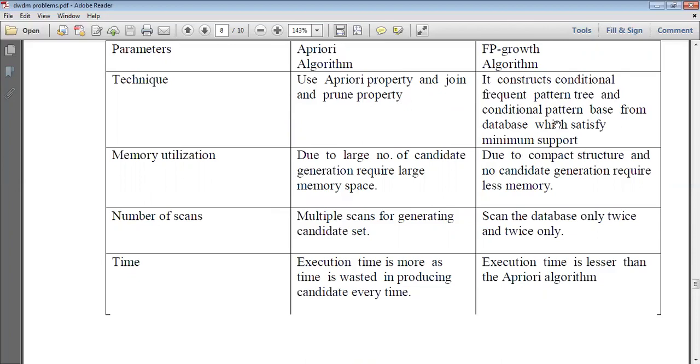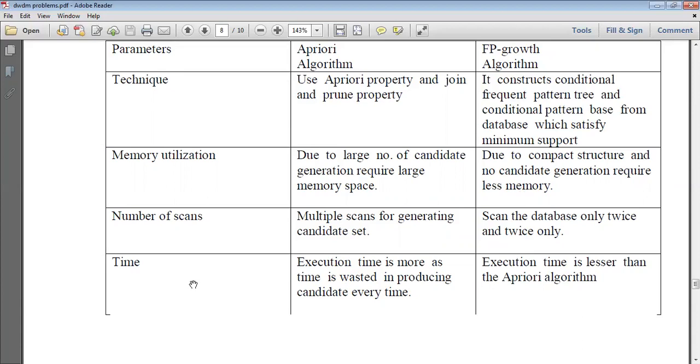Whereas FP growth constructs the conditional frequent pattern trees and the conditional pattern base from the database which satisfy the minimum support. When we discuss memory utilization, Apriori requires a large memory space due to the large number of candidate generations. Whereas FP growth requires less memory due to its compact structure and no candidate generation. For the number of scans, Apriori makes multiple scans to generate candidate data sets, whereas FP growth scans the database only twice.